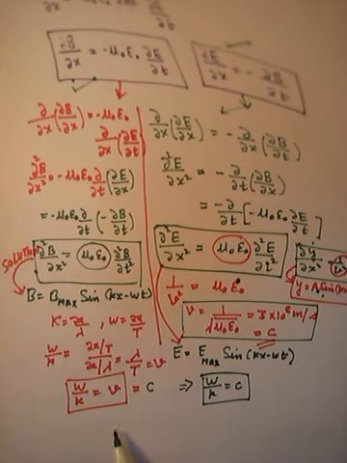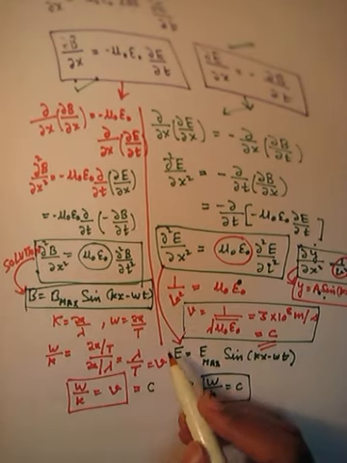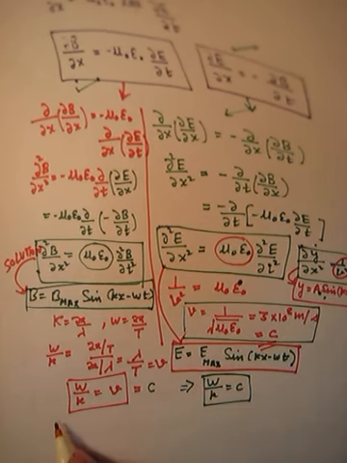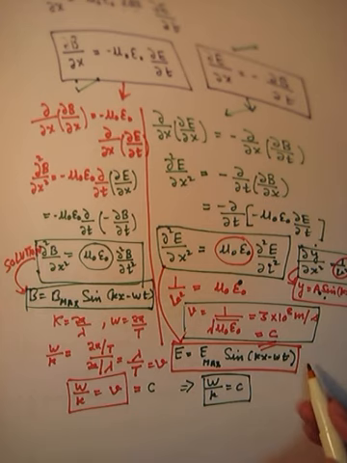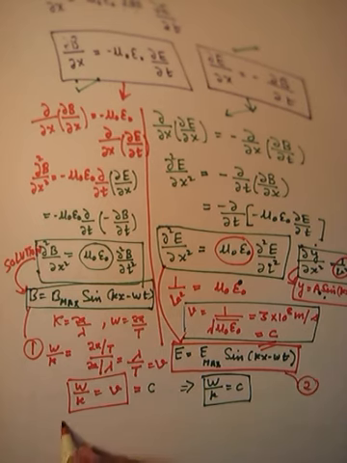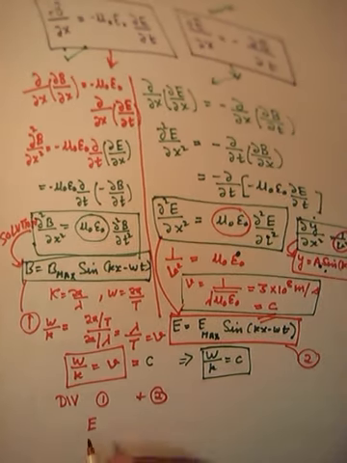And now let's say that we divide the solutions which the electric field wave equation and the magnetic field wave equation have. When we divide, let's say this is 1 and this is 2, so divide 1 and 2, that will give you E upon B will be equal to E maximum upon B maximum.